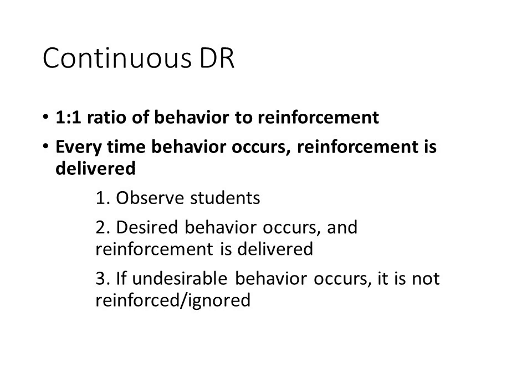Continuous reinforcement is a one-to-one ratio of behavior to reinforcement. Every single time a behavior occurs, reinforcement is delivered. So, when we're using continuous reinforcement, we observe the students, the desired behavior occurs, and reinforcement is delivered. If undesirable behavior occurs, it is not reinforced, it is ignored. Usually we use continuous reinforcement with a student that may have a one-on-one because it is a high rate of reinforcement and it's very difficult to reinforce every time the behavior occurs.